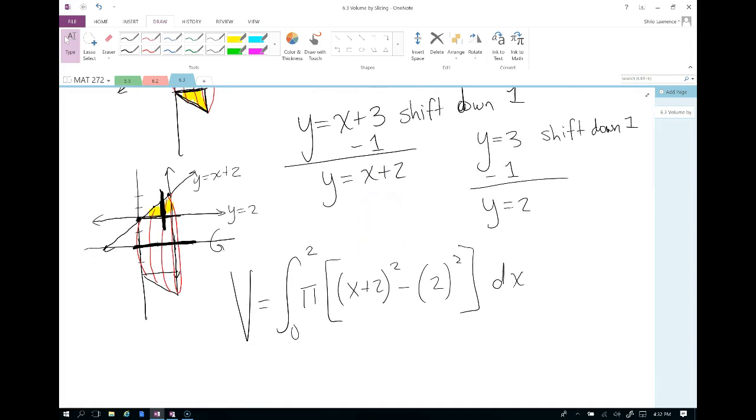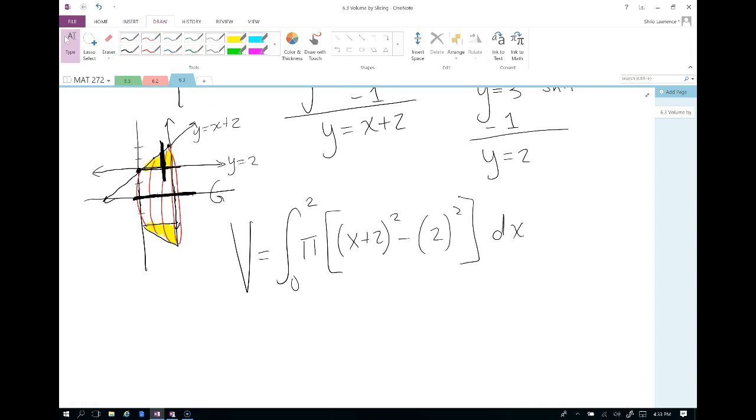A shift is called a rigid transformation. It doesn't change the size or the shape of the graph. It just changes its location. And as long as we do it to everything, it won't change the solid that we're creating either. So it's still the exact same solid. It's going to have the exact same volume, but now we can easily put it into our washer method formula since it's a revolution around the x-axis.